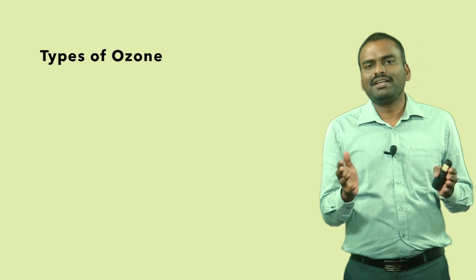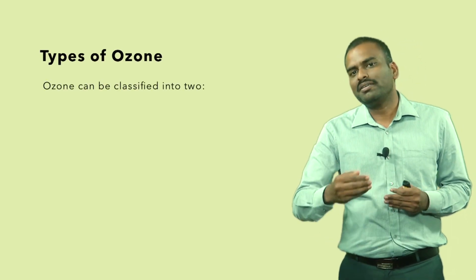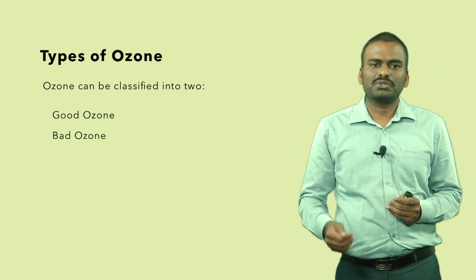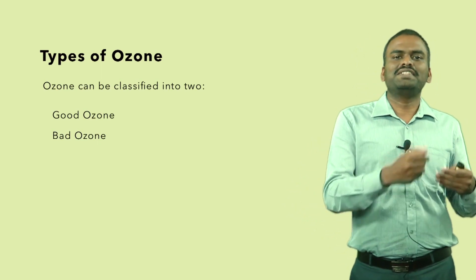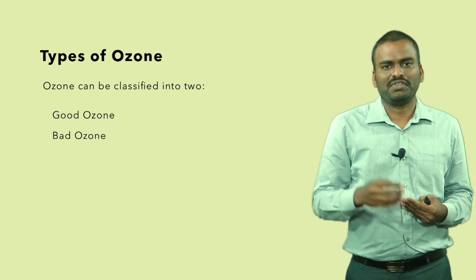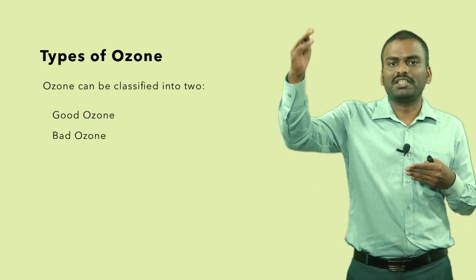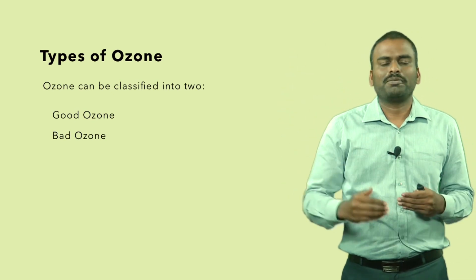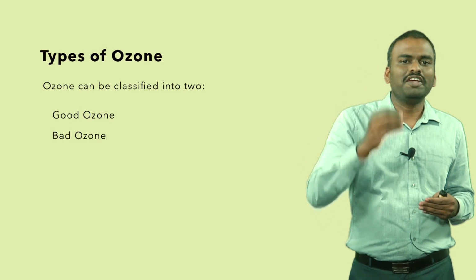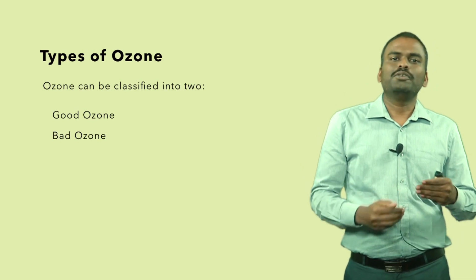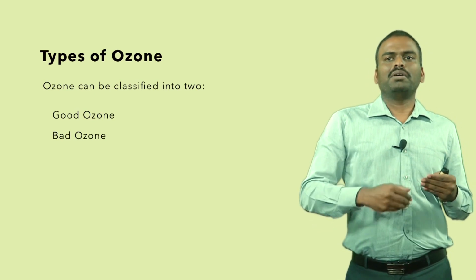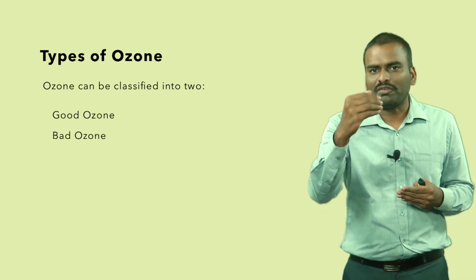Generally, ozone can be classified into two types based on the place in which it is found. One is good ozone and the second one is bad ozone. The good ozone is always found, as I stated at the beginning, in the stratosphere of the atmosphere, between 15 km to 35 km. Whereas the bad ozone is found at the surface of the earth. So what are the reasons and sources for the good ozone and the bad ozone? The bad ozone is found at the surface of Mother Earth.